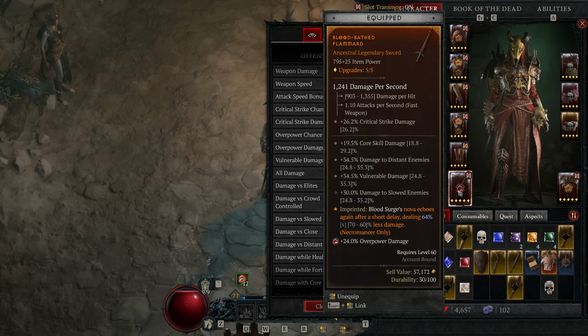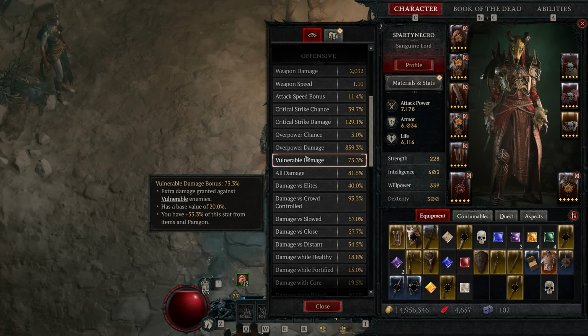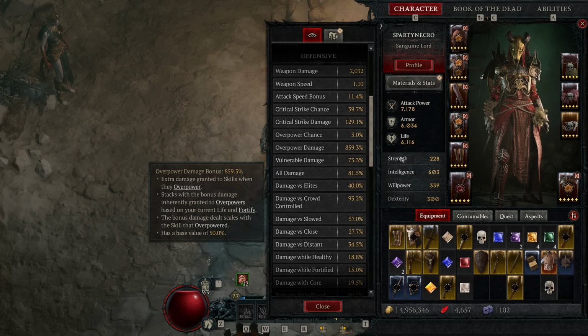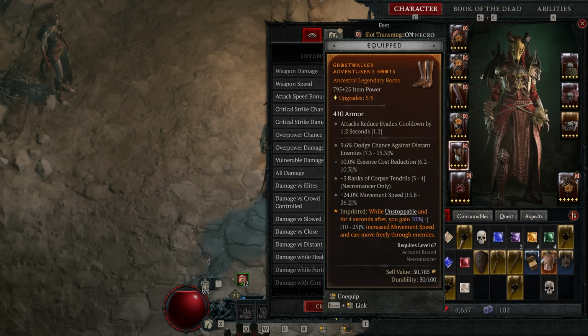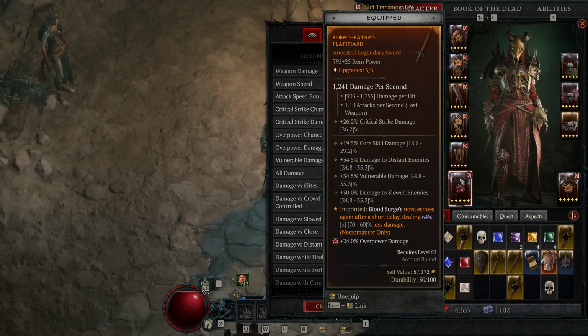Your vulnerable damage base of 20 doesn't get increased by 34.5%. It gets a flat additive bonus of 34.5, thus showing an additional 50-some%. So that is how additive and multiplicative are going to work as you look through some of these. And if you take a look here, it says gain 10% additive increased movement speed.